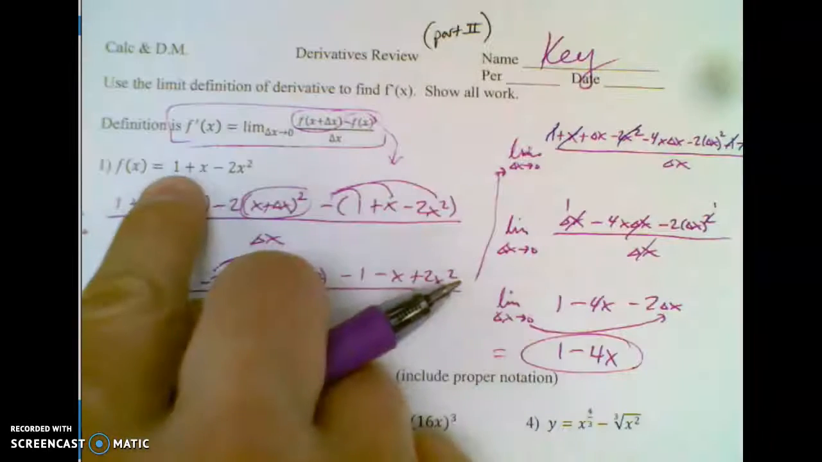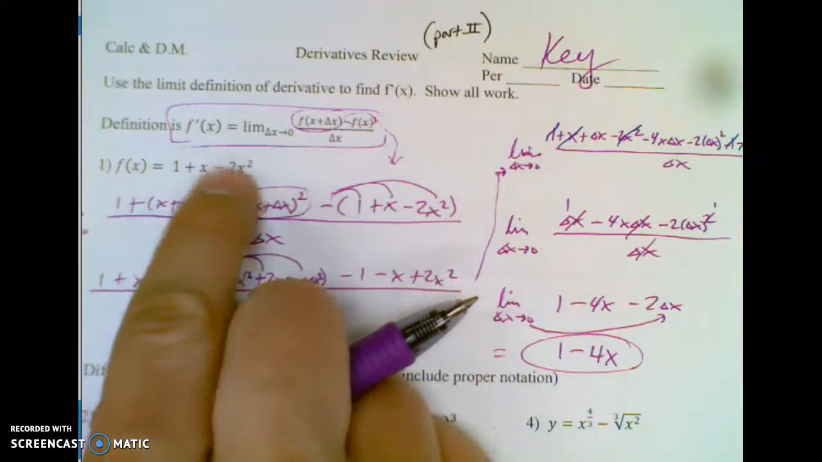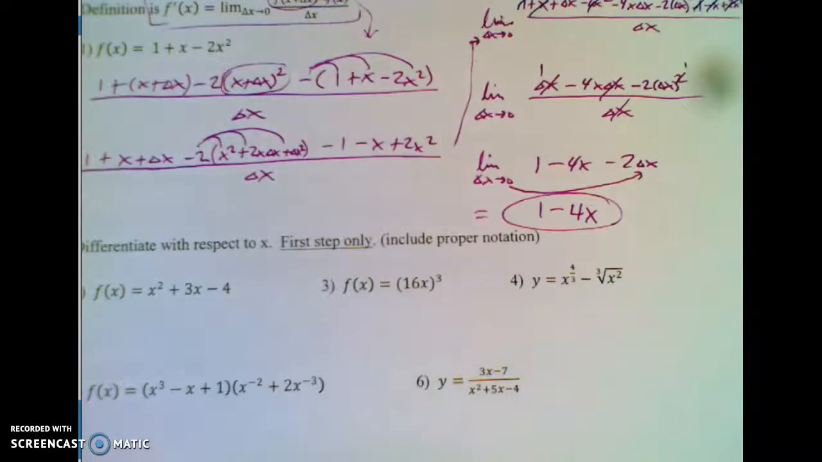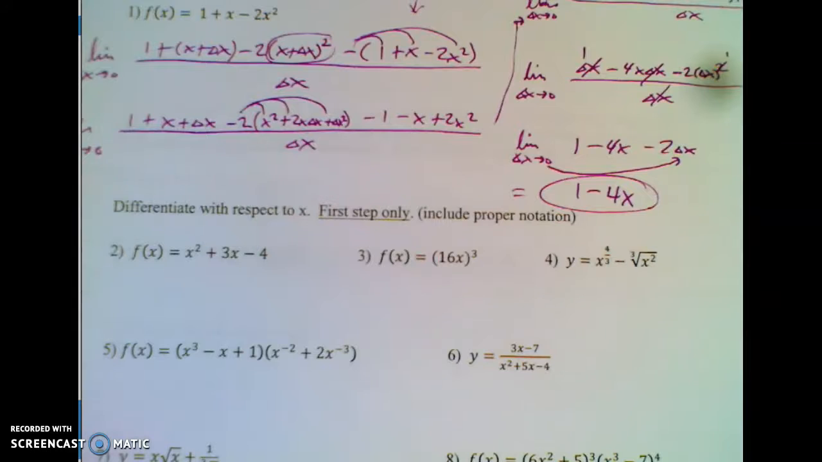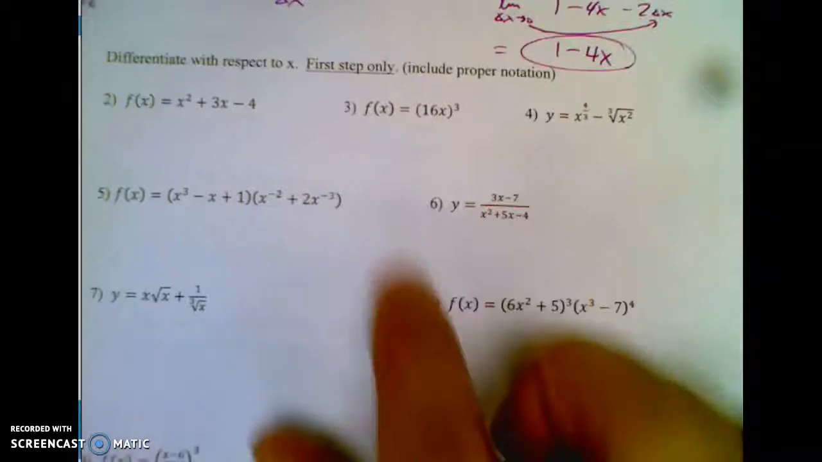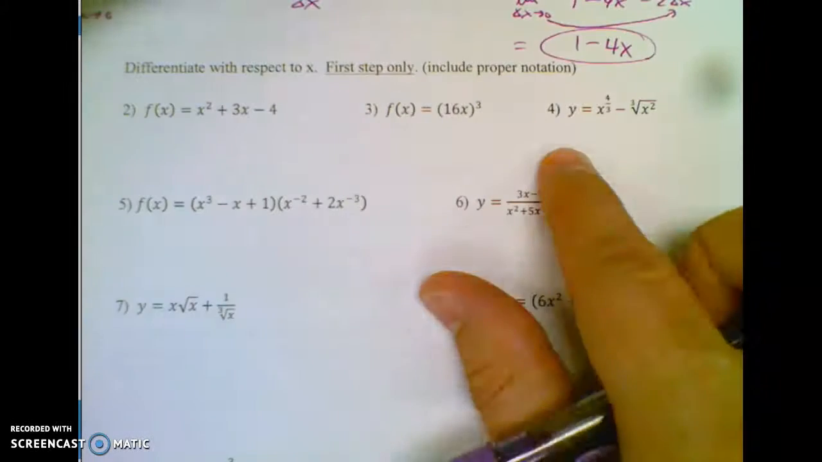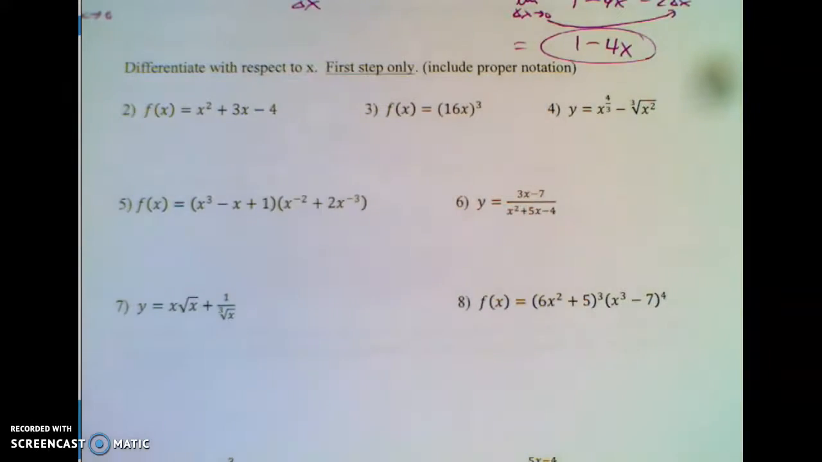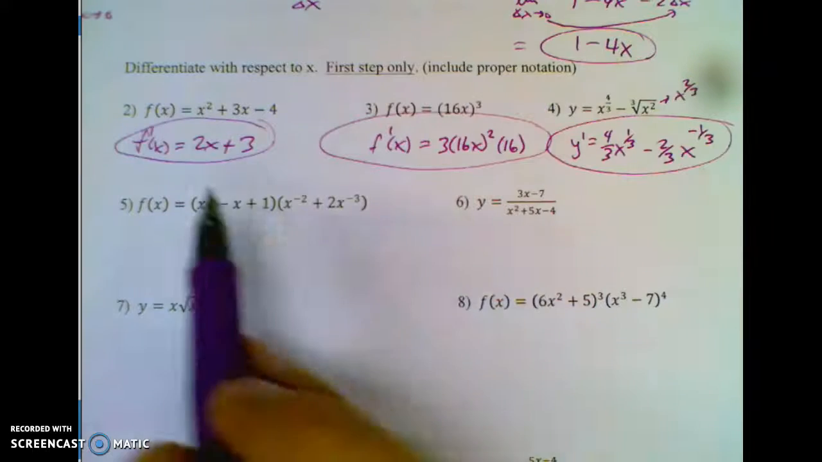Does that match what you would have done with a shortcut? Yep, 1 minus 4x. Awesome, just a lot longer. Remember, it's like hiking. Enjoy the hike. All right, so I'm going to pause, do these easy ones first, and then get to the harder ones. Okay, so pretty straightforward.